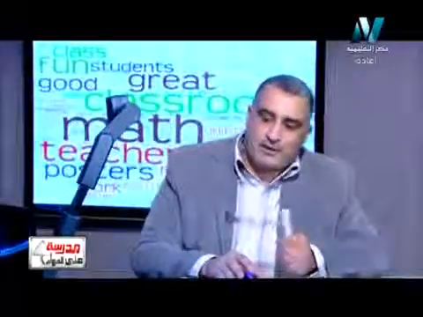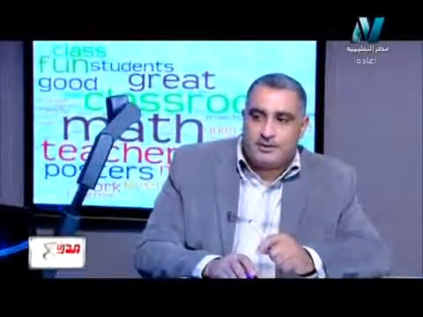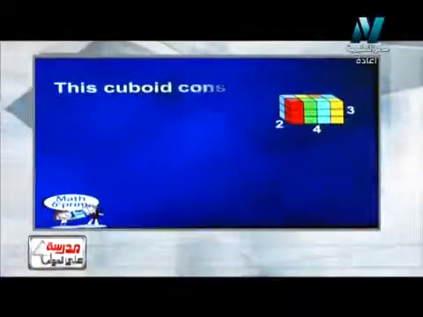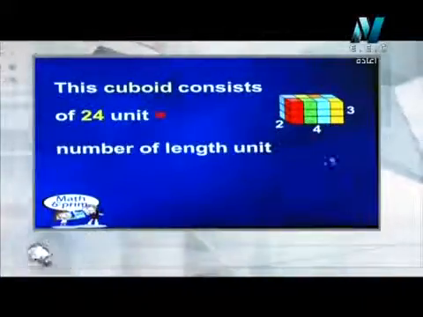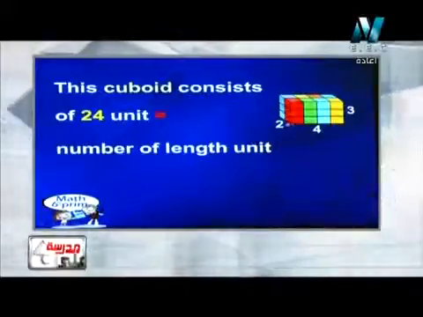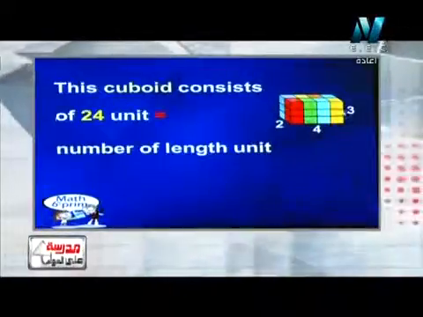The volume of a cuboid. Don't forget, a cuboid is a regular solid, has 8 vertices, 12 edges, 6 faces. Each face is a rectangle. Each two opposite faces are parallel and equal in area. Don't forget that. How can we find the volume of a cuboid? Let's study this part. This cuboid consists of 24 units. As you see, the length is 4, the width 2, and the height 3.